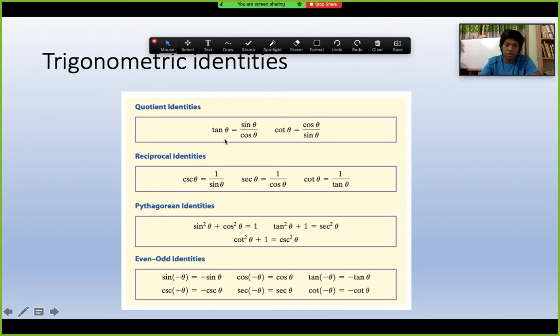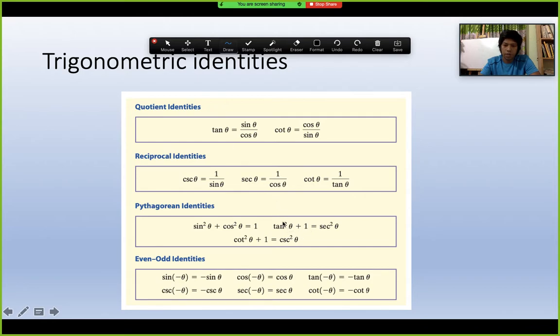Quotient identities: tan theta equals sine by cos, cot equals cos by sine. Reciprocal: cosec equals 1 by sine theta, sec theta equals 1 by cos, cot theta equals 1 by tan. Pythagorean identity is sin square plus cos square equals 1, tan square plus 1 equals sec square, cot square theta plus 1 equals cosec square.